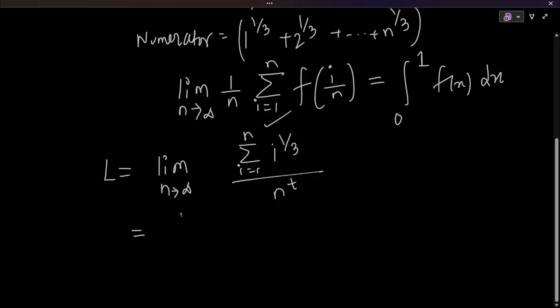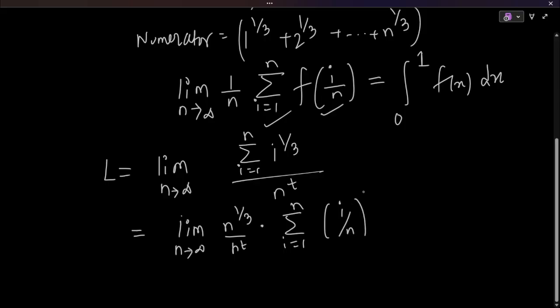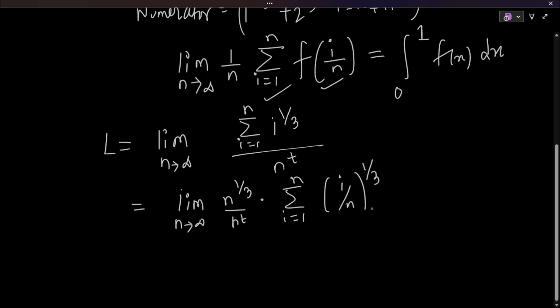This would mean that we need n to the power 1 by 3 in the denominator in order to make it a function looking like this one. So let's do that. Limit n tends to infinity. Let's take an n to the power 1 by 3 in the numerator, I also put the n to the power t here, and let's also put an n to the power 1 by 3 in the denominator, with i equals 1 to n. This would give us i by n whole to the power 1 by 3, correct?